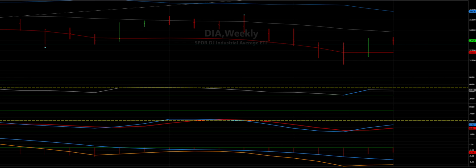Now, this week right here was our signal week. For the DIA, it closed on the signal week at 332.07. That was our pivot. 332.07 is the pivot close of the signal week.